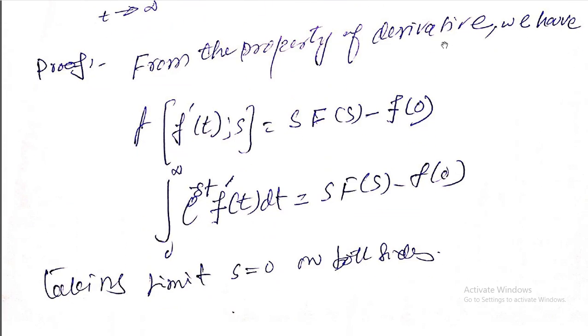So again, from the property of the derivative, we have the Laplace of f'(t) is equal to s F(s) minus f(t) at t equal to 0. This is the Laplace of the first derivative with respect to time. So that's why I have written only f(0). By definition, the Laplace of f'(t) can be written as the integral from 0 to infinity of e^(-st) f'(t) dt, which is equal to these things.